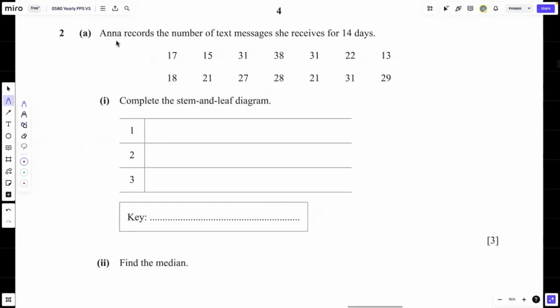Anna records the number of text messages she receives for 14 days. So you have 14 data values. This tells you the total. You're supposed to complete the stem and leaf diagram. Now there are certain things you need to be aware of when making a stem and leaf diagram. This is the stem, by the way, and this is the leaf.